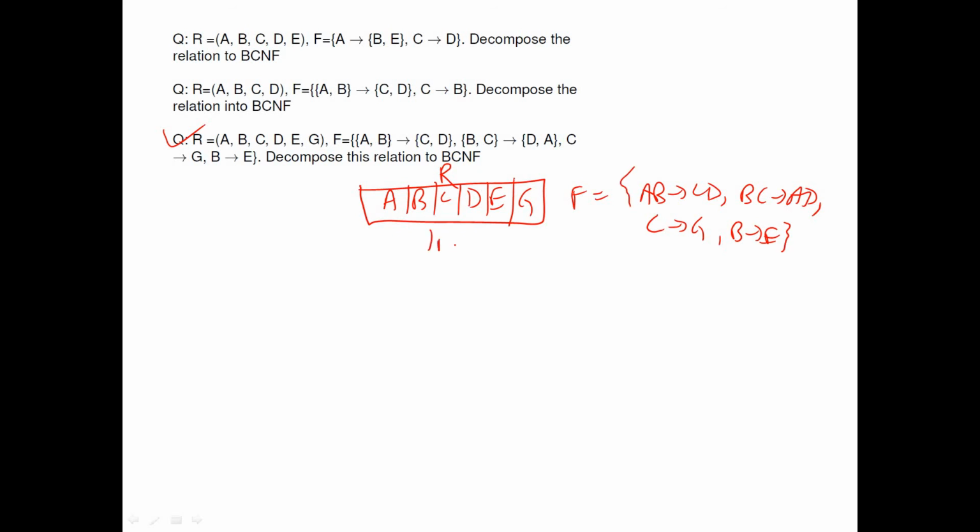So is it present in 1NF? Yes, it is present in 1NF because the schema is given. Then what will the keys be? How to get them? AB plus I can get A, B, C, D. Since C is generated, G can be generated. Since B is generated, E can be generated.